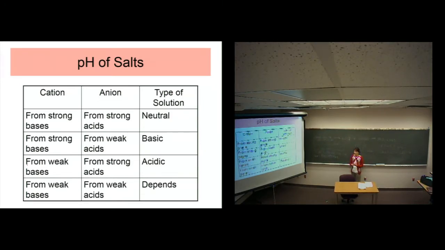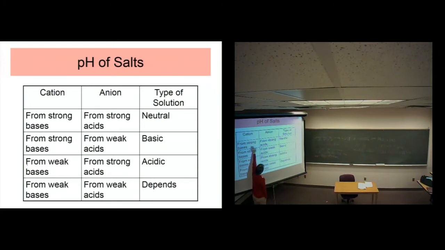Cation from a strong base. If the cation is from a strong base, what did we say? No effect. Okay, negligible. Anion from a strong acid. What did we say? No effect. So if I've got no effect and no effect, guess what? Neutral. So any salt made up of these 2 ions, cation and anion, is going to be a neutral salt. It's not going to affect the pH at all. Make sense? All right, let's go to another one.